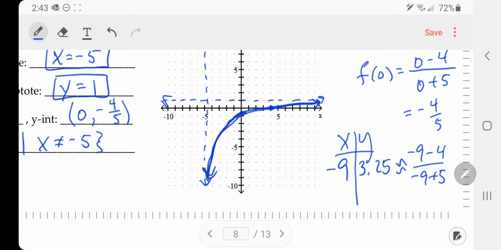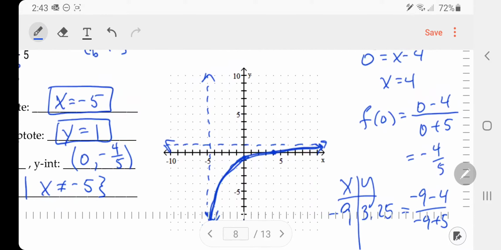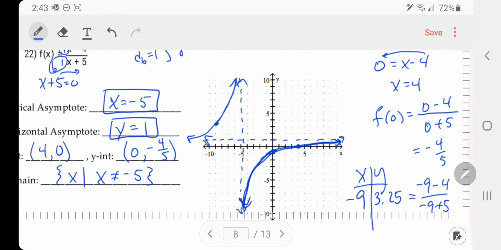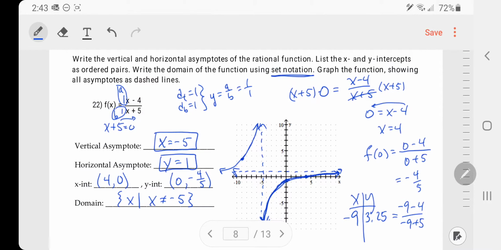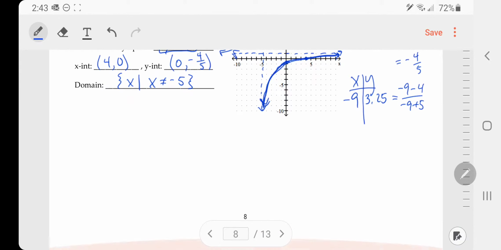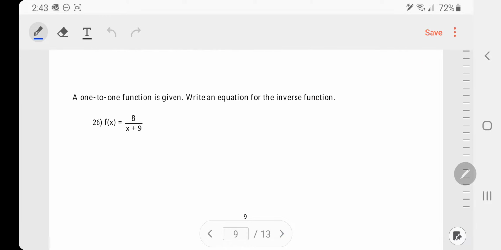Okay, it's not approximate. I'm sorry, it's exact. It's exactly 3.25. So let's see here. -9, 3.25 is going to be about there. And so that shows me that this curve is going to do something like this. And so there's the answer, or I should say answers, all of the answers for question number 22 with all of the work shown. And that's it for page 8.